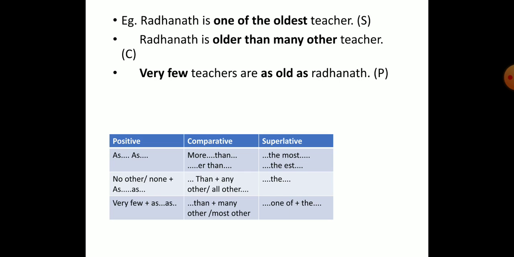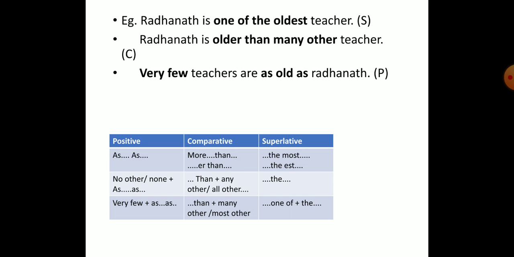So my dear students, here we are, type 1 is done, type 2 is done. Remove all the examples. What do you see? Type 1, if my positive starts with "no other" or "none", then I can easily make that sentence comparative by just using "any other" or "all other". After that I can easily make the same sentence in the superlative by using "only" before the superlative.